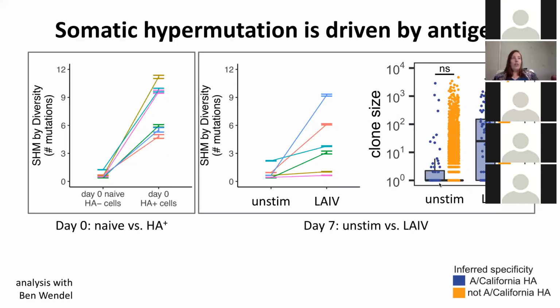And if we look at the clone size from these BCR heavy chains, you can see in the LAIV stimulated cultures, we can find clones that are larger and have inferred specificity for the A California hemagglutinin, just based on their sequence and the pre-existing known sequences that we have.